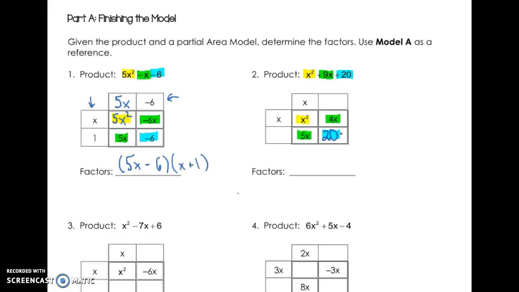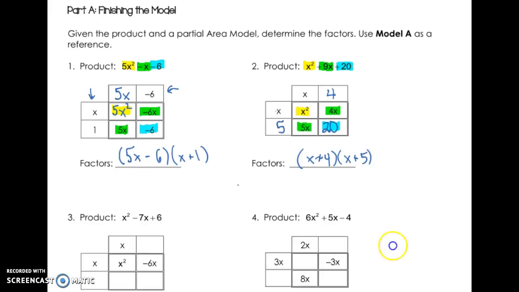20. The best one that works would be 4 and 5 because of these boxes here. To get from x to 4x, we need that to be a 4. And from an x to a 5x, we need that to be a 5. And 4 times 5 will give us 20. So it's x plus 4 and x plus 5.